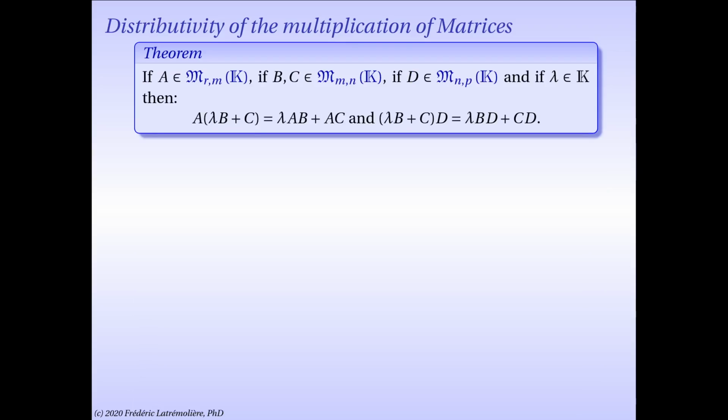We then prove that our multiplication is distributive on both the left and the right. Once more, we do so using the relation between matrix multiplication and composition. Let A be an r by m matrix, and B and C be two m by n matrices. Let also lambda be a scalar. Then A times the matrix lambda B plus C is lambda times A times B plus A times C. A similar relation holds on the left. We invite you to check that the sizes of the various involved matrices are indeed consistent.